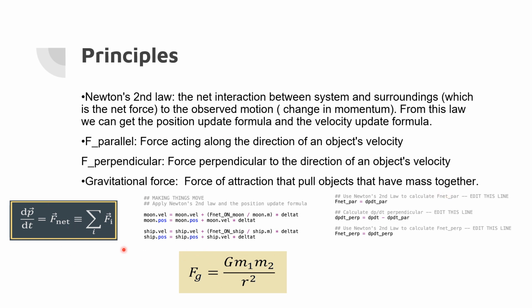This is F net, from Newton's second law. Velocity update formula, position update formula, F parallel, and F perp in the code. These are both from the code.